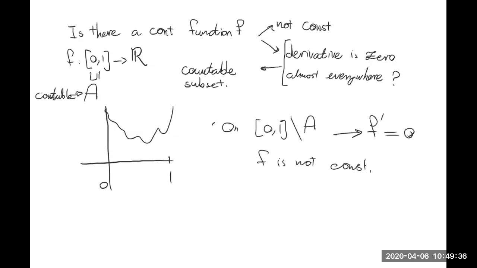Do you know such a function, or can you prove it? When we are looking at an interval, a countable subset is a very small subset, right? There might be infinitely many elements, but we know the interval has uncountably many elements. So almost everywhere, on the complement of these points, the derivative is 0. Does it imply f is constant or not? That's the question. Does anyone know the answer? Have you seen this question before?